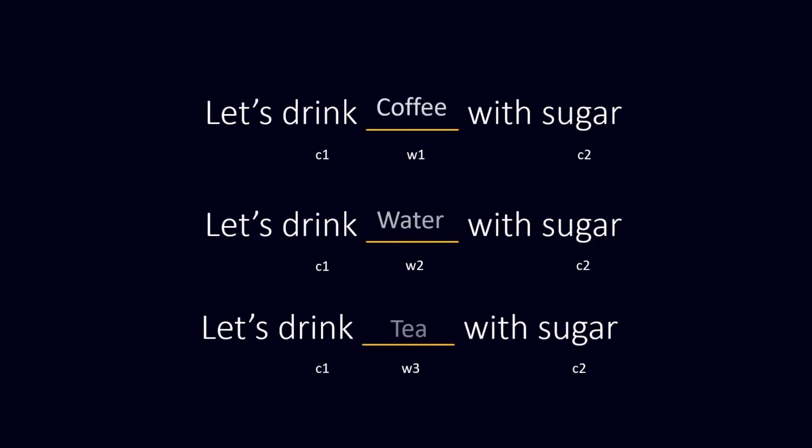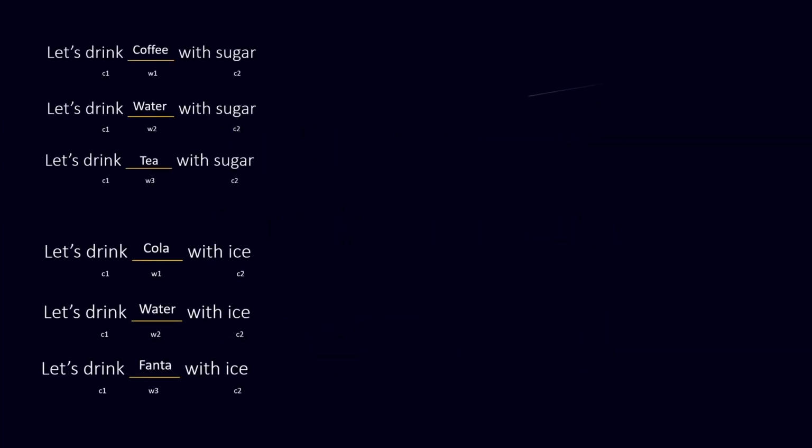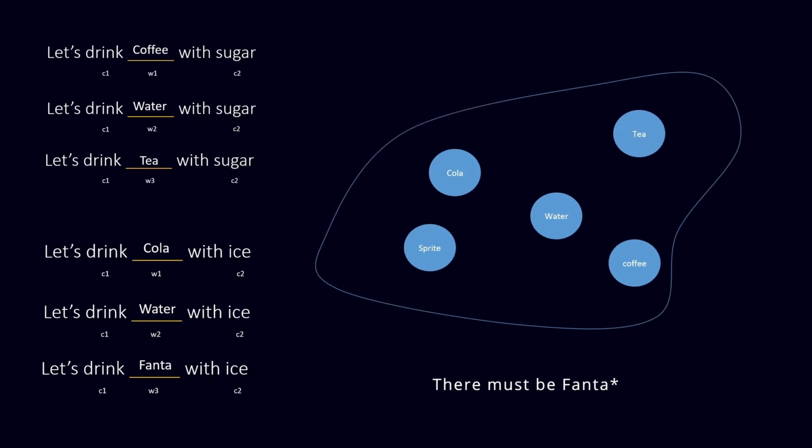Okay, I will say coffee, water, and tea will be the right words for this context. Now let's visualize this. Cola and Sprite will be on one side because they have the ice context. The tea and coffee will be on the other side. And the water somewhere in the middle because we can meet it in both contexts.